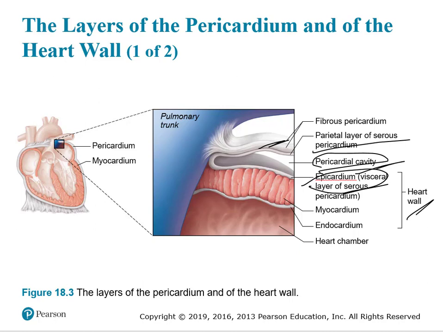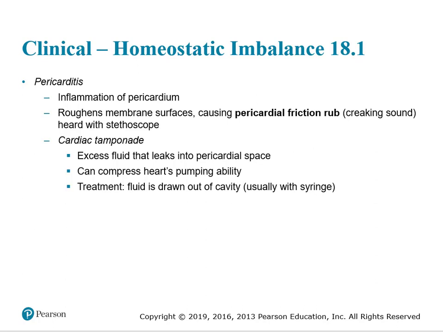Right underneath the epicardium, or the visceral pericardium, you have the myocardium, which is the cardiac muscle. And then beneath that, you have the endocardium, which continues out through the aorta as the endothelial lining of the blood vessel. So those are the three layers of the heart wall: the epicardium, which is the visceral pericardium, the myocardium and the endocardium. All three together form the heart wall itself.